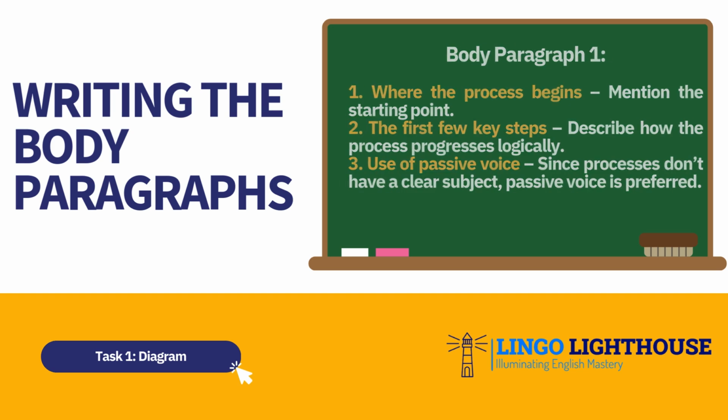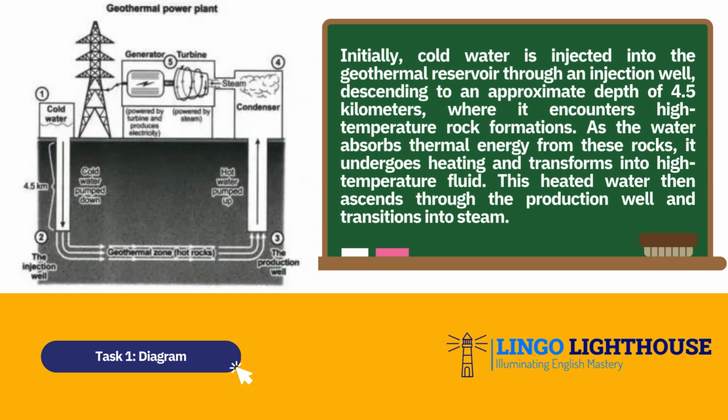For example, initially, cold water is injected into the geothermal reservoir through an injection well, descending to an approximate depth of 4.5 kilometers, where it encounters high-temperature rock formations. As the water absorbs thermal energy from these rocks, it undergoes heating and transforms into high-temperature fluid. This heated water then ascends through the production well and transitions into steam. This paragraph explains the first half of the process in a clear and logical manner.